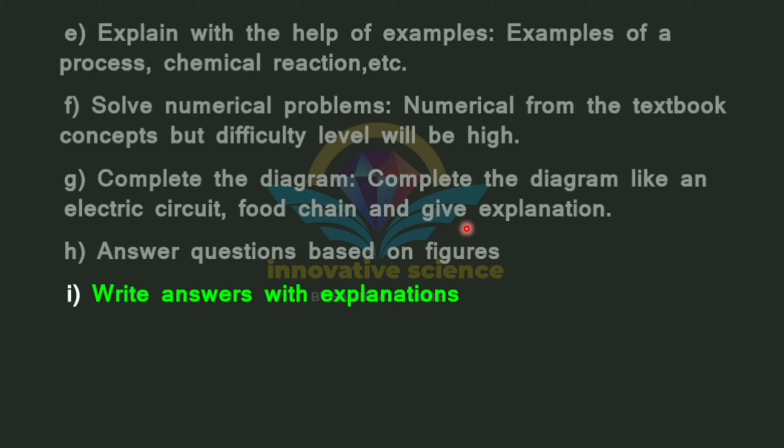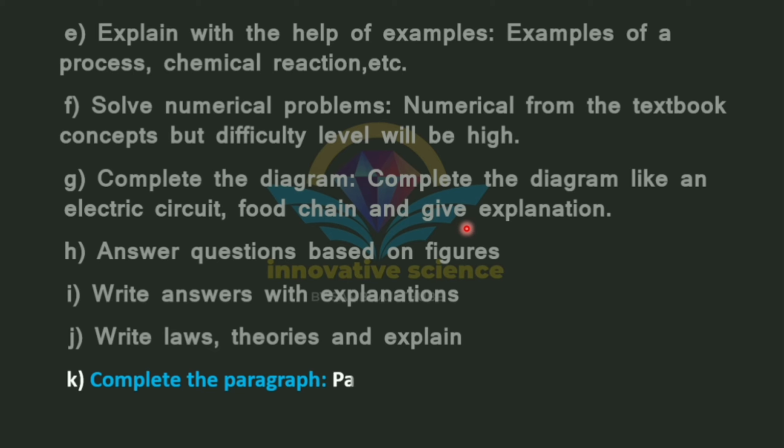The next type of question is write answers with explanations. This is simply to explain the given question with proper examples. For example, what is meant by revolutionary orbit of a planet, and how it is measured. This type of question is included here. Then the next type of question is write laws, theories and explain them.